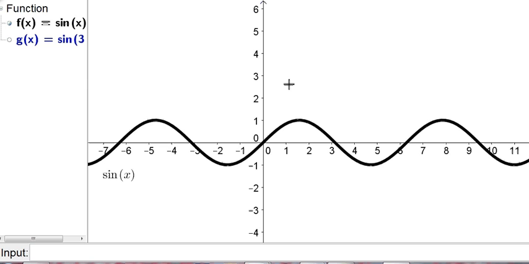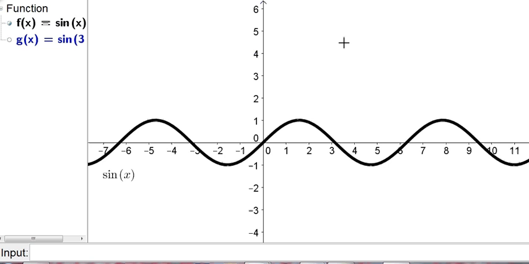And so the period is 2 pi, so 3.14 times 2, which is 6.28 something. And that's right where, again, we've got one completed period of y equals sine of x.